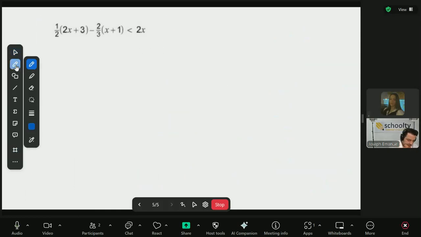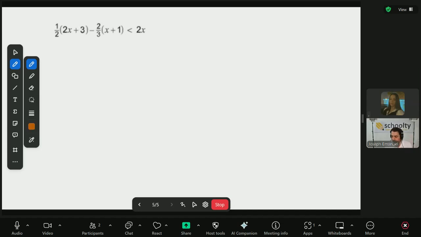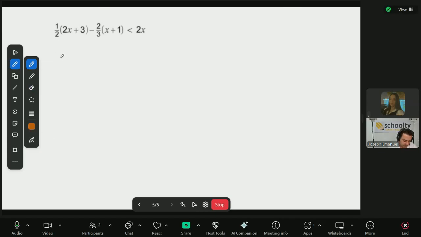So let's start. So what we have here. Okay, let's start by multiplying by 6, so it will be taking out the 2 and the 3 here. So 6 multiplied by this, we will have 3(2x + 3) minus 4(x + 1) smaller than 12x.